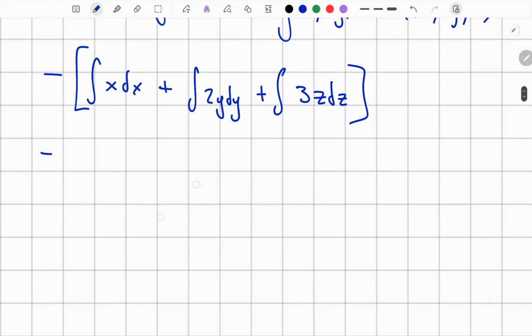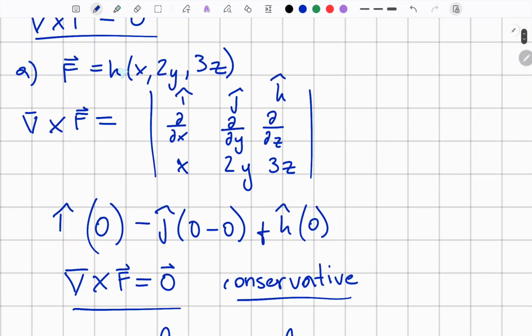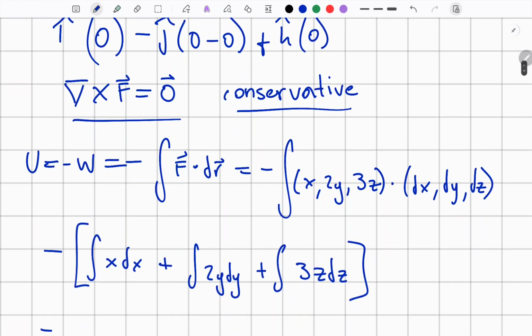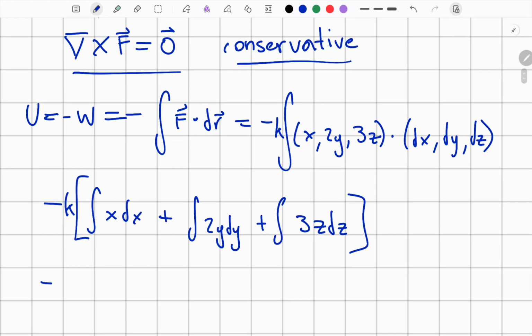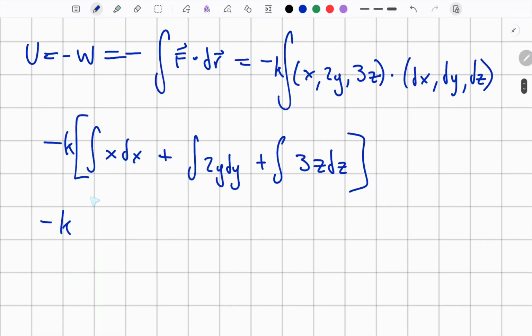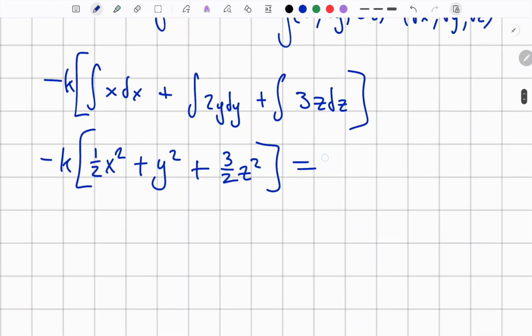which is going to be negative. And we actually have that k out here that I forgot about from our force. We can just add that into here. k is a constant, we're pulling it out front. So that's negative k times all of that. This is going to be 1/2 x squared, going to get our 1/2 x squared plus y squared plus 3/2 z squared. That is our potential energy function.